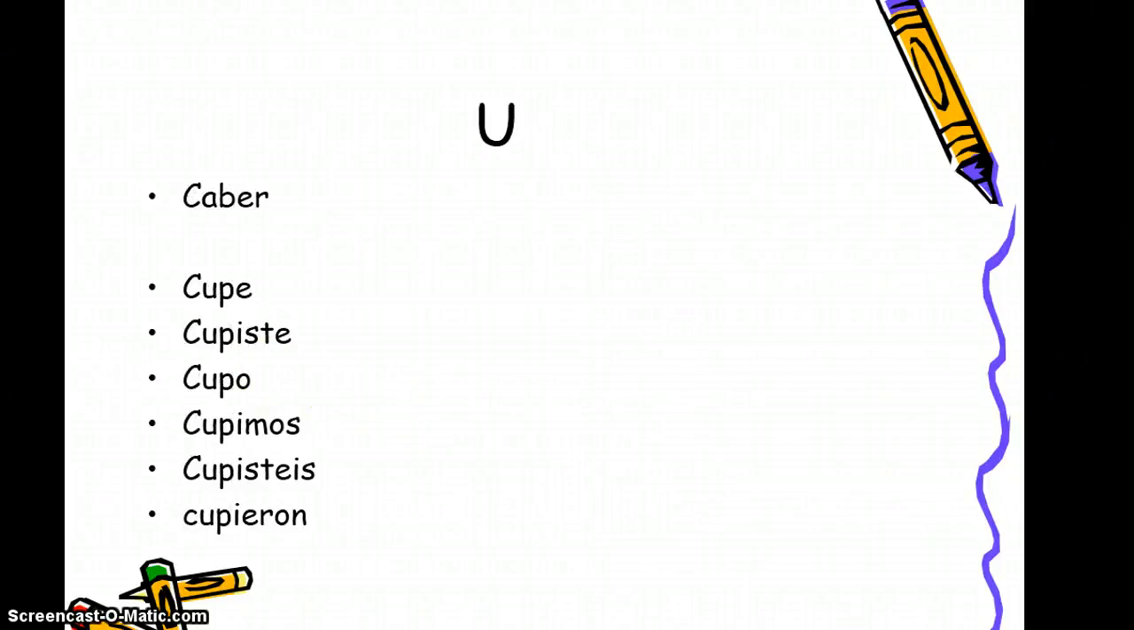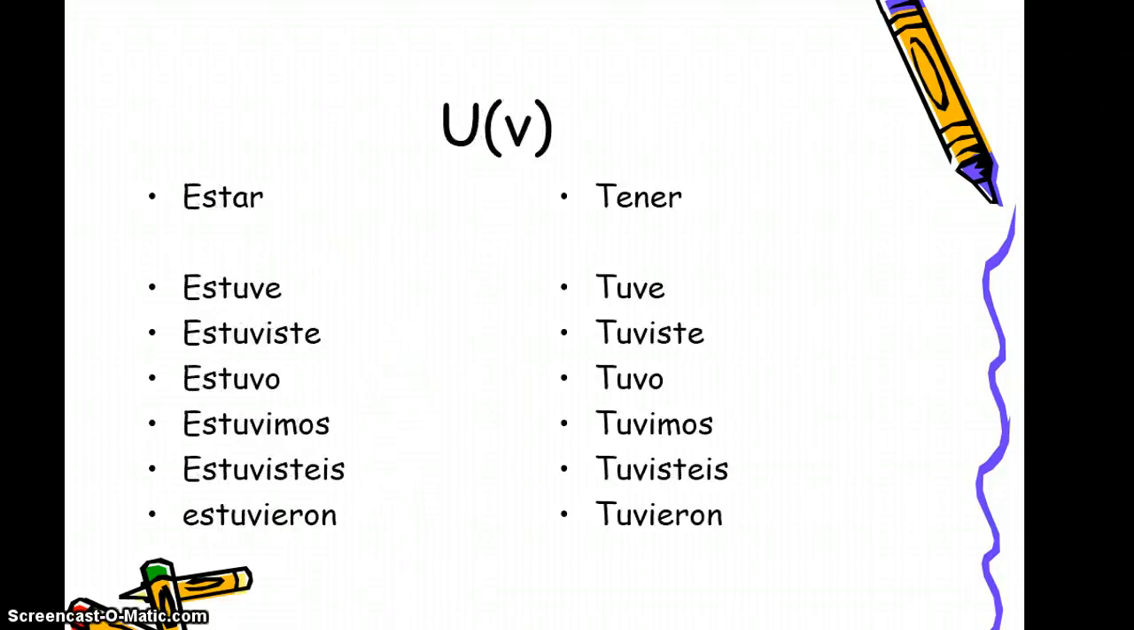Here's the verb caber, to fit. It's also a U verb. Cupe, cupiste, cupo, cupimos, cupisteis, cupieron. As a variation of the U verbs, we have verbs that have UV in them. For example, estar and tener.